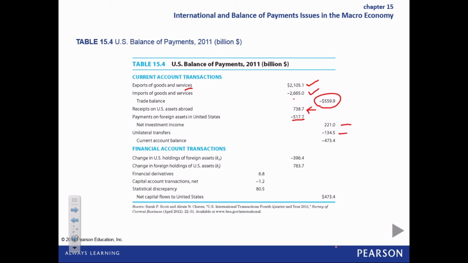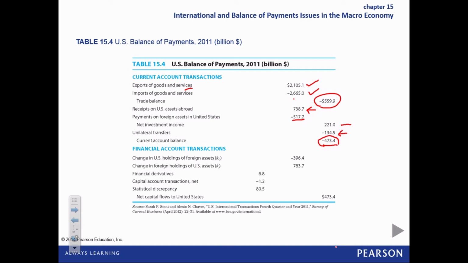Then you have unilateral transfer. These are the monies that either privately or government gives to other countries. It can be in the form of foreign aid from the U.S., or individuals or corporations giving money for whatever reason, or individuals sending money to their home country. So the current balance is minus 473.4. That's the current balance.